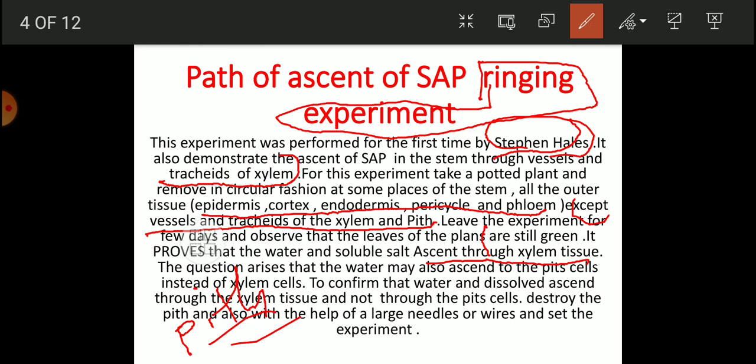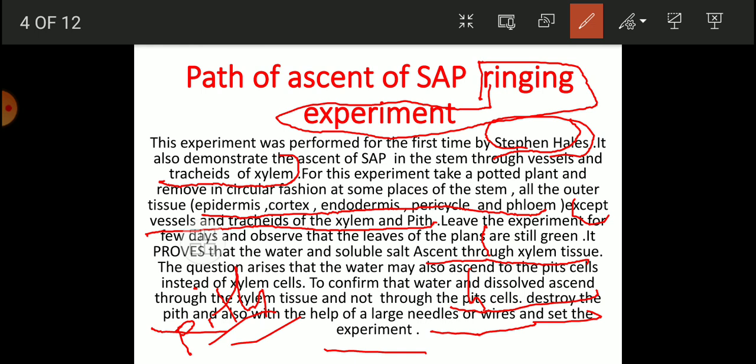For that, the pith cells were destroyed with the help of large needles or wires. And then we set up the experiment. In the ringing experiment, we have removed the outer circular part of the stem, in the sense we have removed the epidermis, cortex, endodermis, pericycle and phloem, but we have kept intact only the pith and xylem.